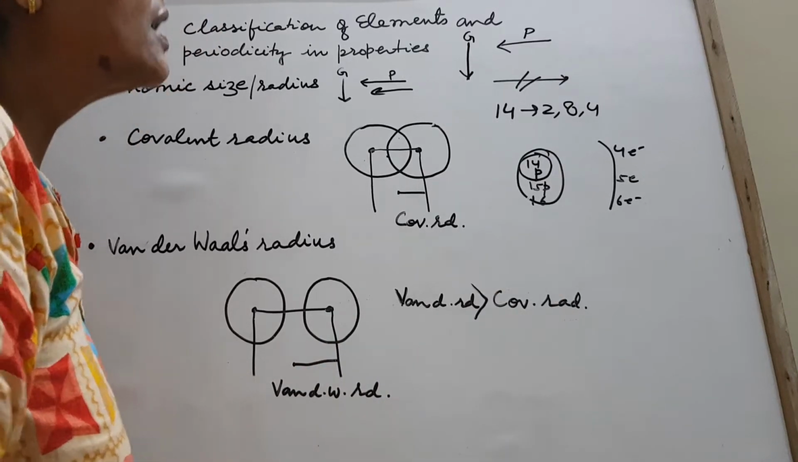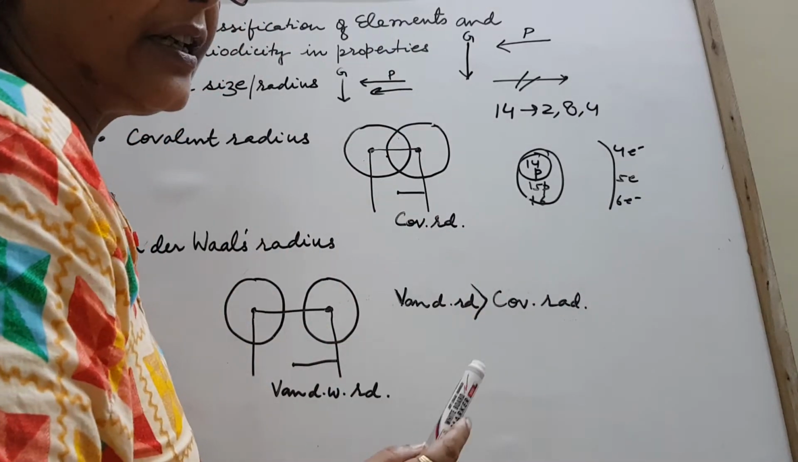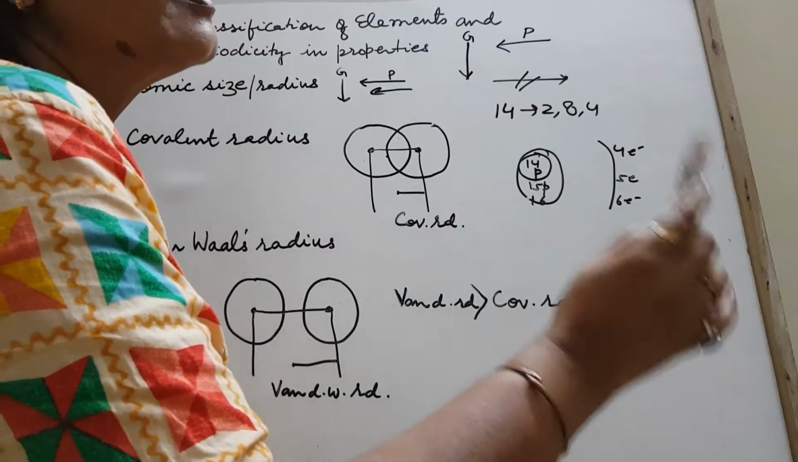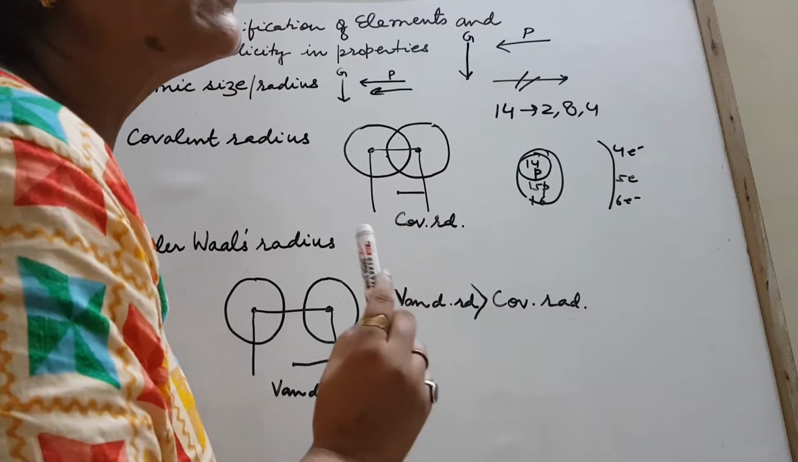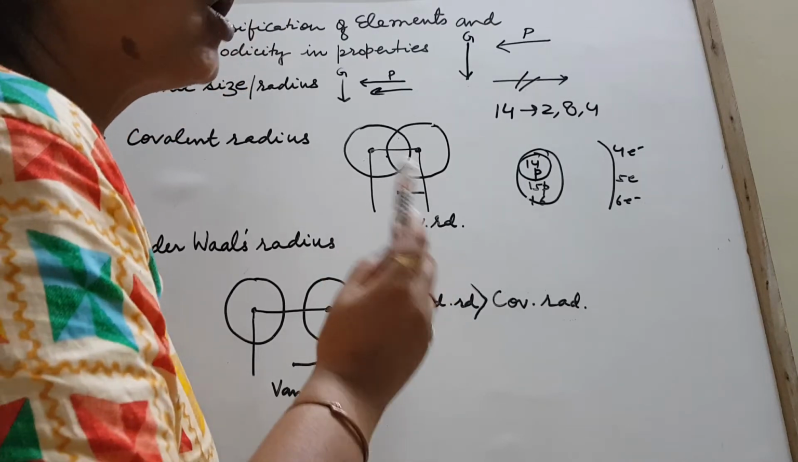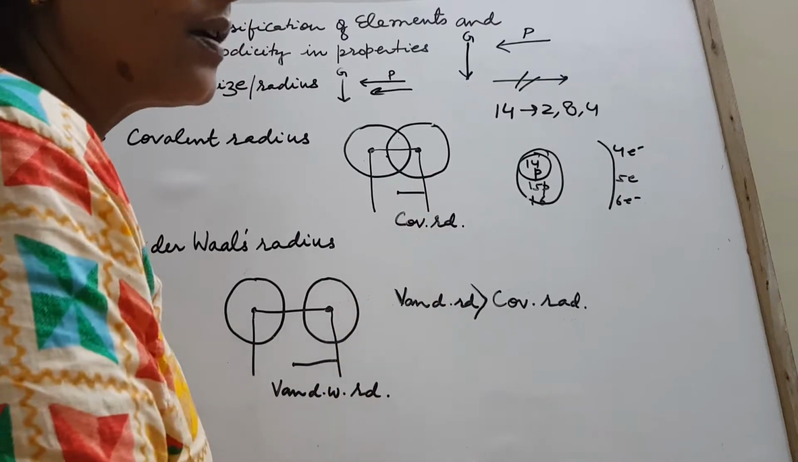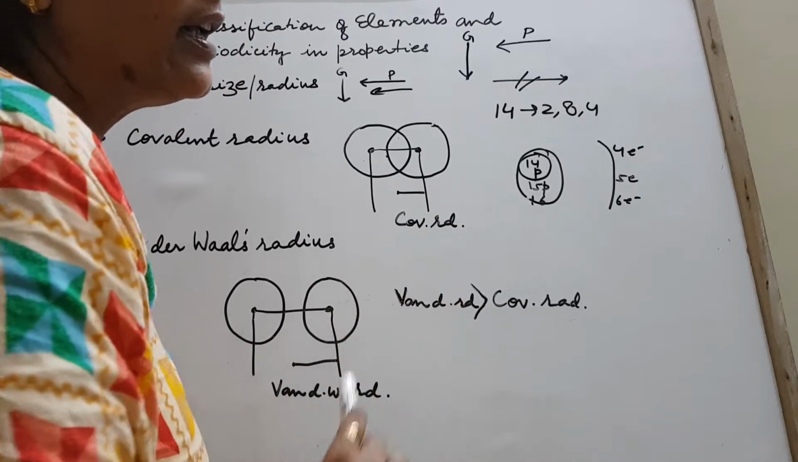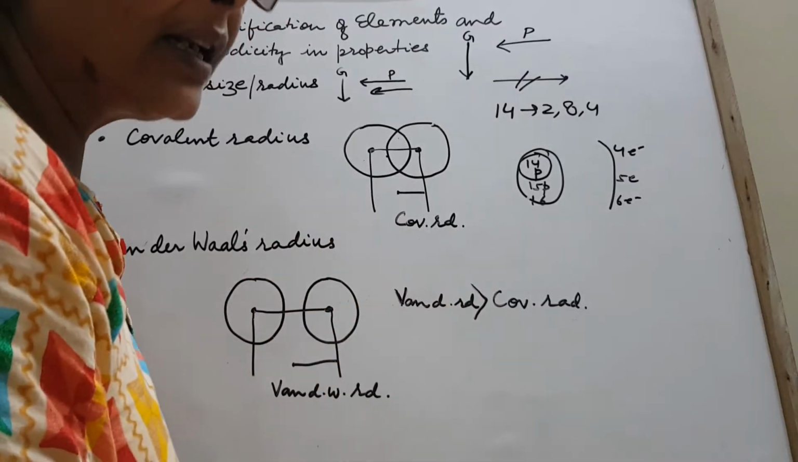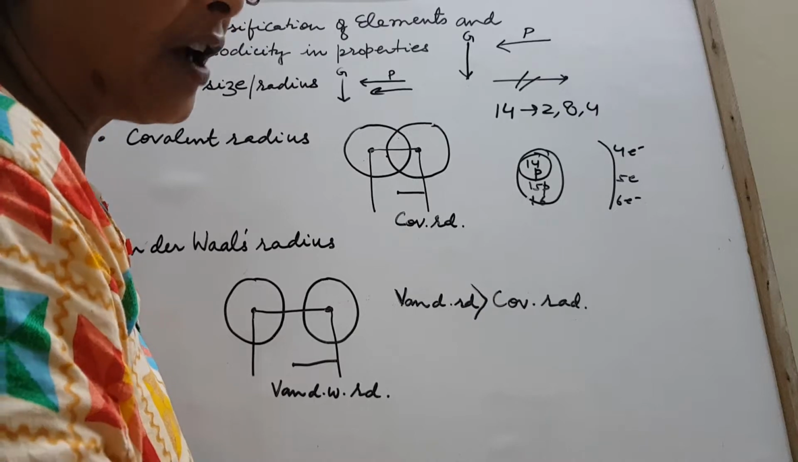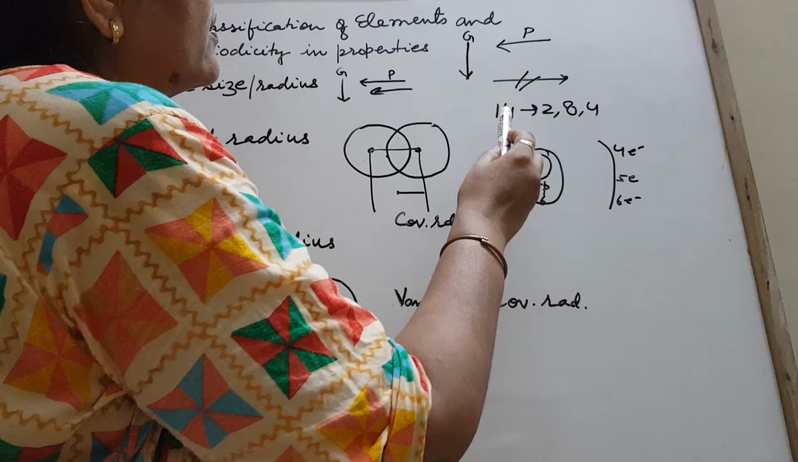How is it there? Suppose, children, remember, whatever trends and properties we will study, they all will be for normal elements or representative elements, means all those which belong to S and P block. We have not taken into consideration your D and F blocks in between, not at all. Only S and P block elements, which we call normal elements or representative elements, which you have been taught already.